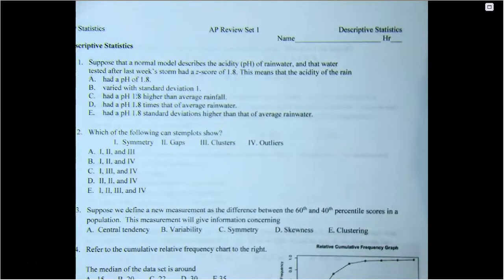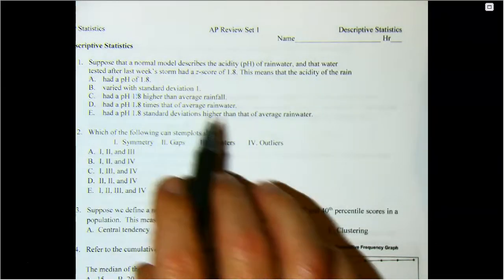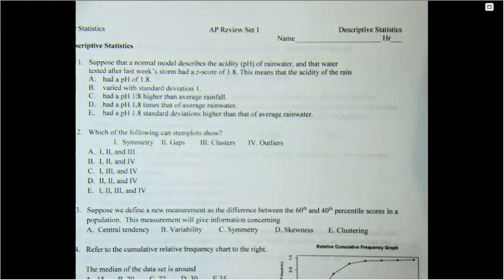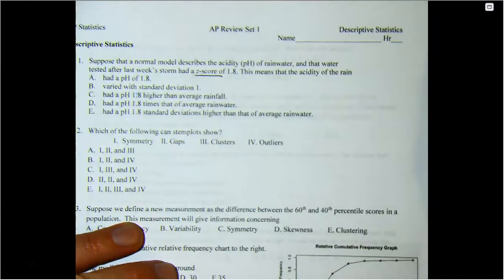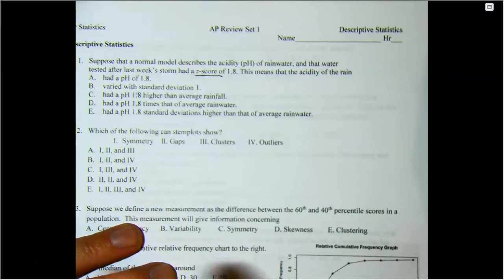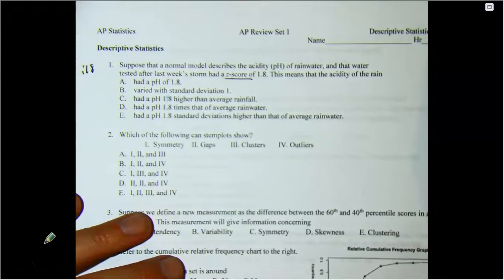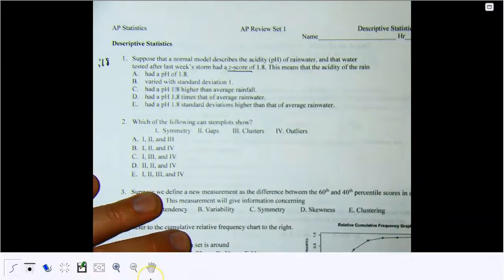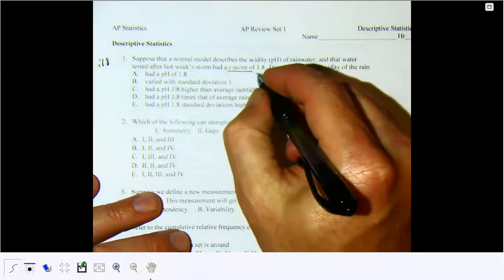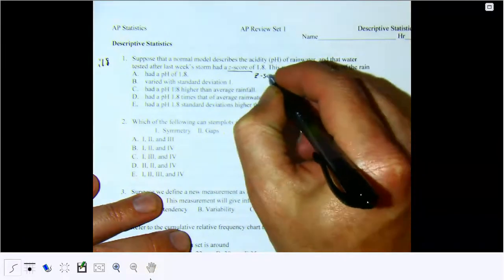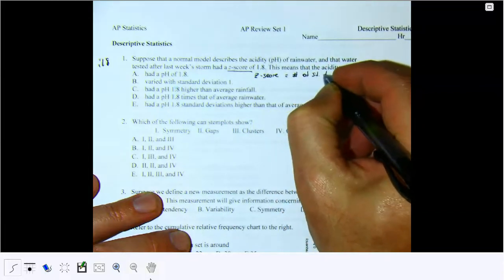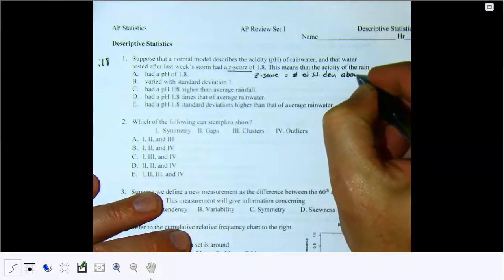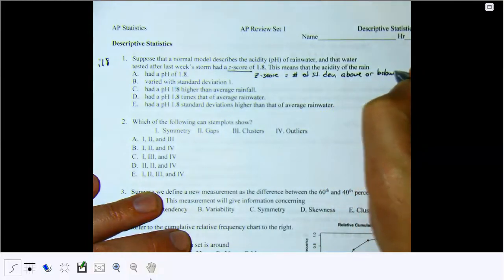All right, so it says that I gotta find the right pin. Let's try again. Suppose a normal model describes the acidity, or pH, of rainwater, and that water tested after last week's storm had a z-score of 1.8. This means the acidity of the rain has... Now, we have to remember what exactly a z-score is. The z-score is the number of standard deviations above or below the mean.